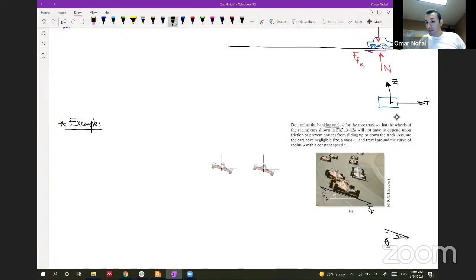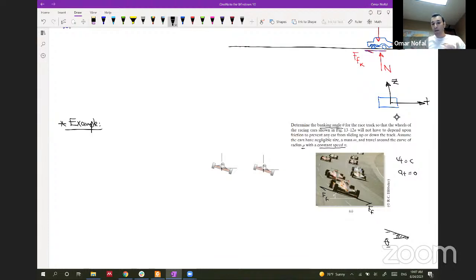So it says the angle theta so that the wheels of the racing cars will not have to depend upon friction to prevent any car from sliding up or sliding down. Assume that the car has a negligible size and a mass m and travels around a curve of radius rho at constant speed. Constant speed means that the v tangential is constant and the a tangential will be equal to 0. So this is the meaning of this piece of information.